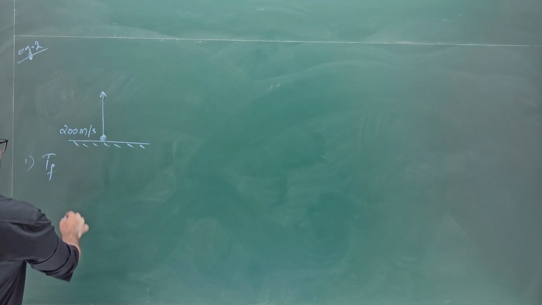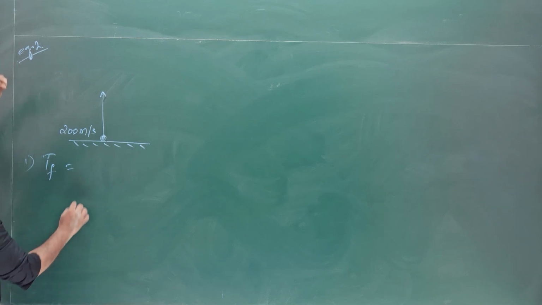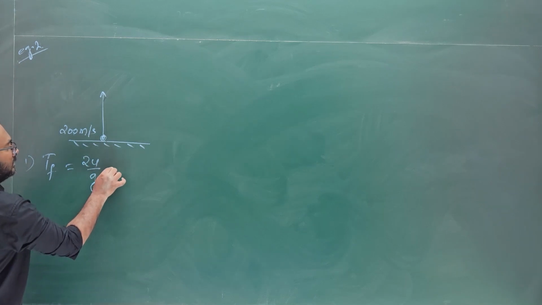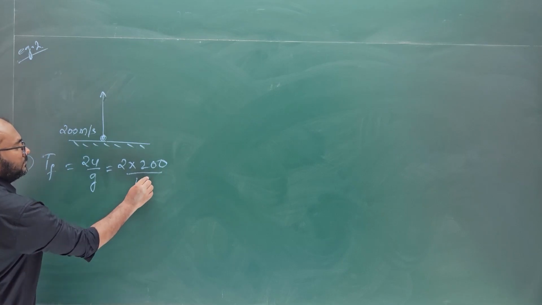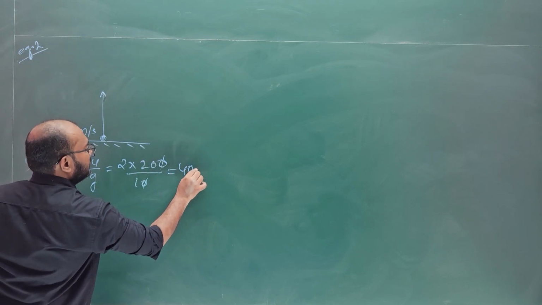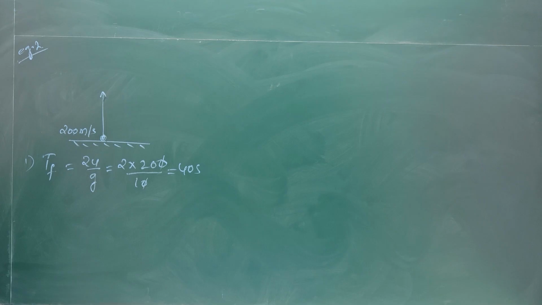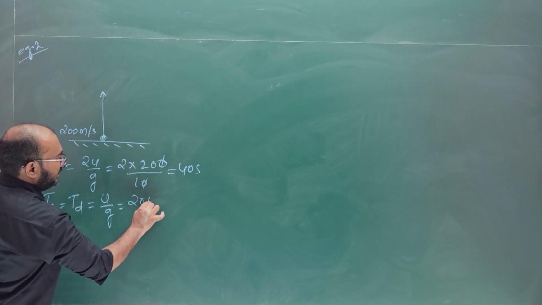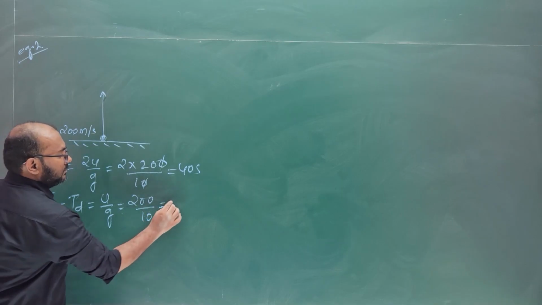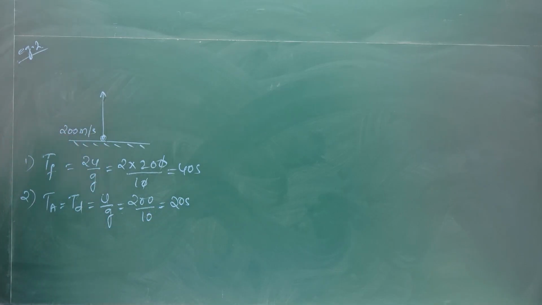Okay, now time of flight is nothing but 2u upon g. That means 2 into 200 upon 10. So time of flight is nothing but 40 seconds. Similarly, tell me time of ascent. Can I say time of ascent and time of descent both are equal? So I can write u upon g, that is 200 upon 10, which is 20 seconds.